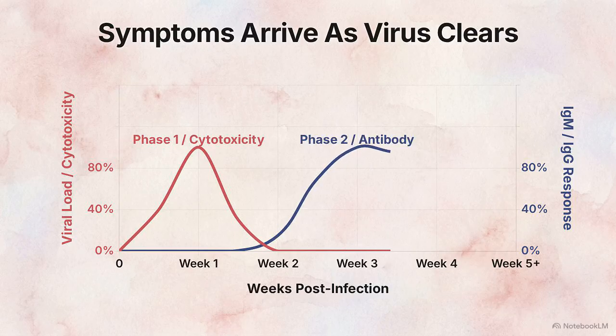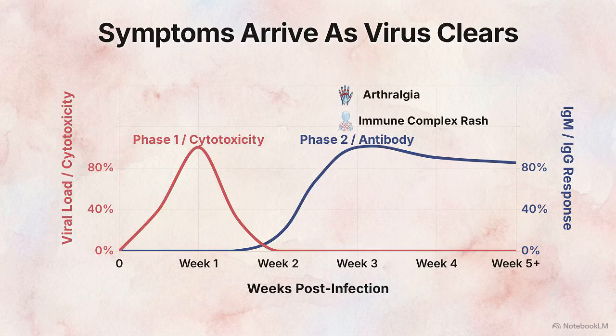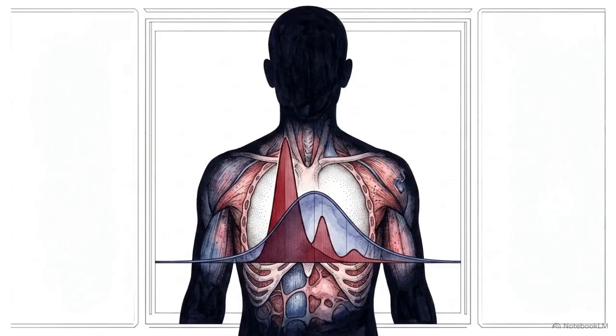Moving into weeks 2 and 3, the viral load drops toward zero. Simultaneously, the blue line surges upward. The body is mounting its Phase 2 antibody response, producing IgM and IgG to clear the virus. Notice where the physical symptoms finally appear, anchored to the peak of the antibody curve. The classic rash and arthralgia are triggered by immune complex deposition. They are an immune response, not a direct result of active viral replication. Diagnosing and treating a B19V patient requires knowing exactly where their immune system places them on this biphasic timeline.